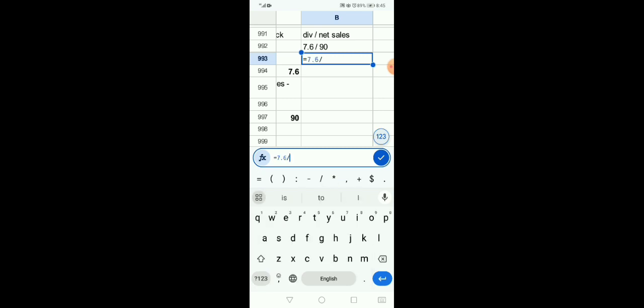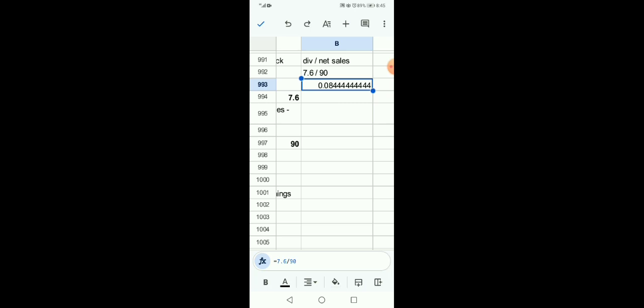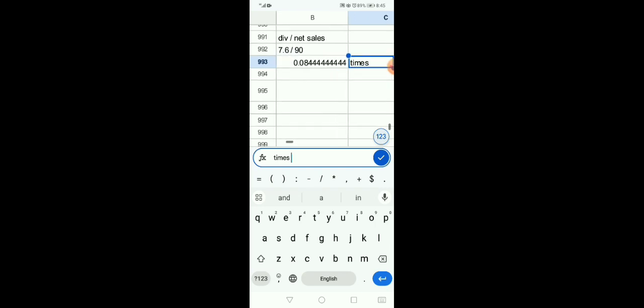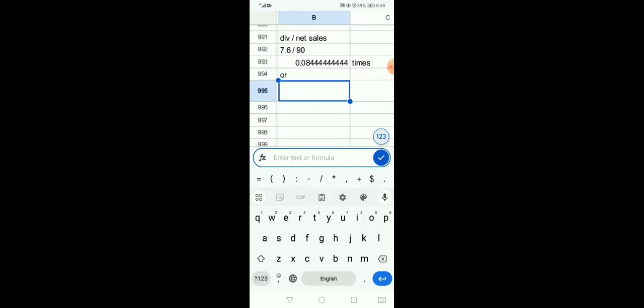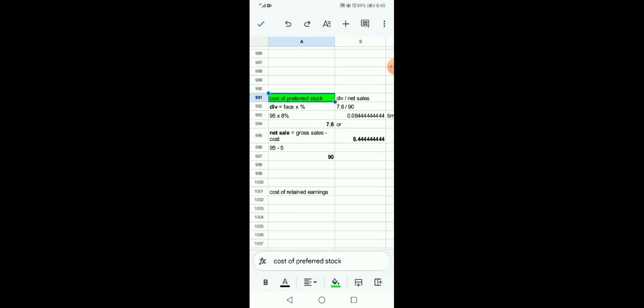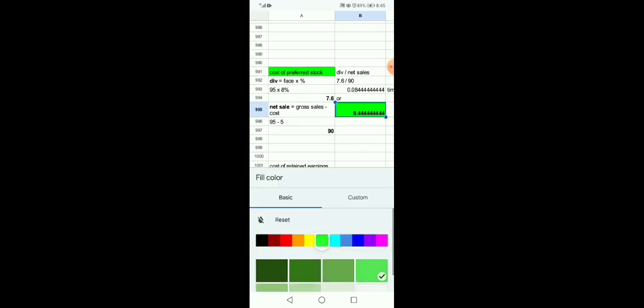7.6 divided by 90. This was your preferred stock, and here you have got its price in terms of times. So you need to change it into decimal as well. For decimal, it's easy. Just take the answer and multiply it by 100. Here you have got your answer for cost of preferred stock. So the second statement has been completed. You were calculating cost of preferred stock. The answer has arrived as 8.4, which is in terms of percentage.